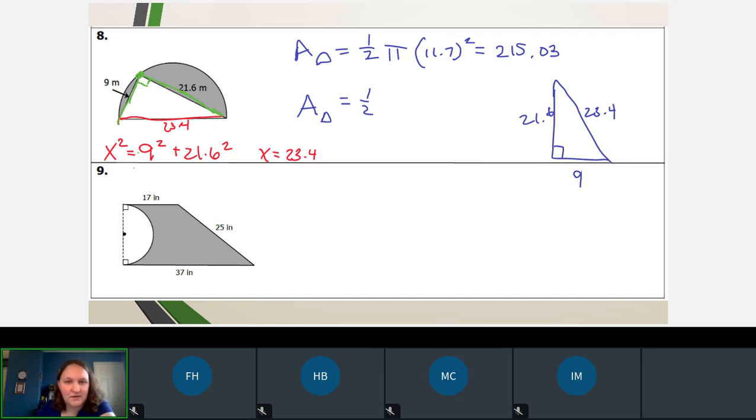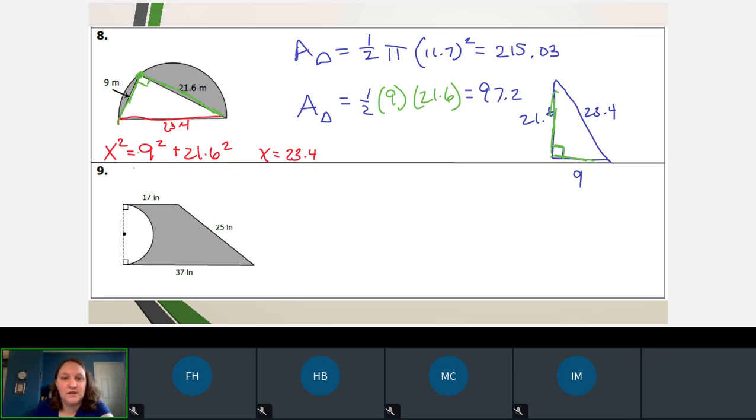In a right triangle, your base and your height will be the legs of your triangle because your base and your height are perpendicular to each other. And in a right triangle, those are the legs. Okay, so to find the area of this triangle, it's 1/2 base times height, 9 times 21.6. So the area of my triangle is 97.2.